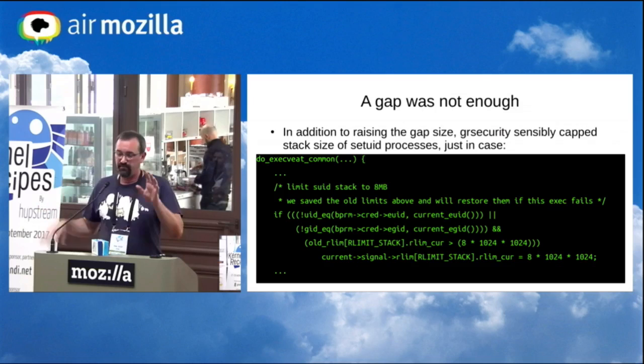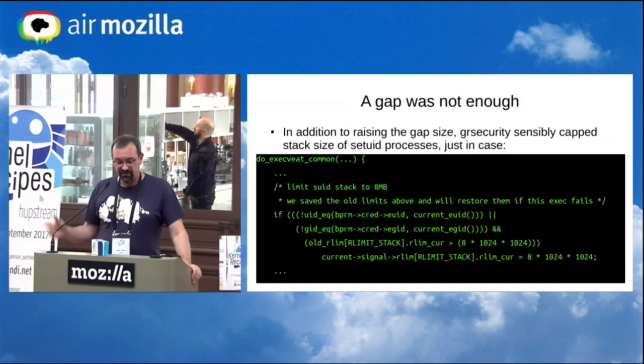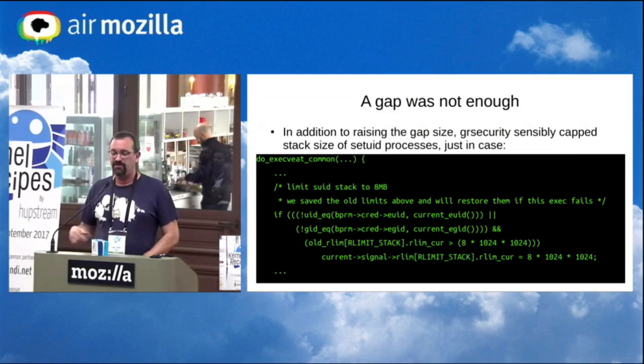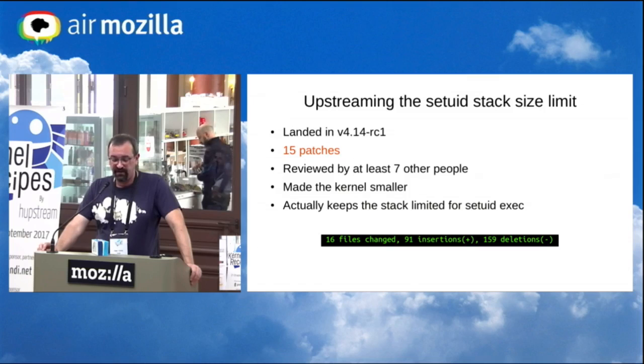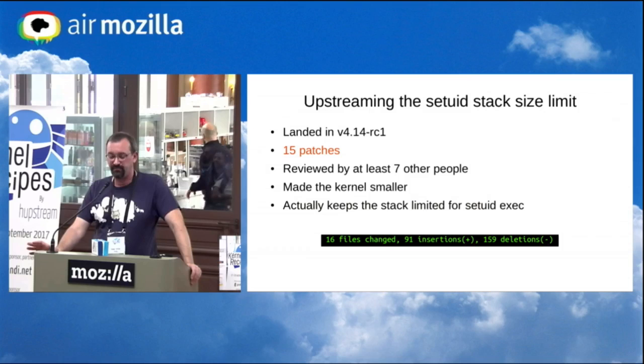So they had effectively a four-line patch with this idea. And as we're dealing with stack clash and going through trying to get these defenses into upstream, I was pushing to add more of these defenses. So this four-line fix, this good idea in four lines as implemented in GR Security, which just landed, turned into a 15-patch series, got reviewed by at least 7 other people, ended up making the kernel smaller, and more importantly, and the point of this, is it actually does what it says it was going to do.